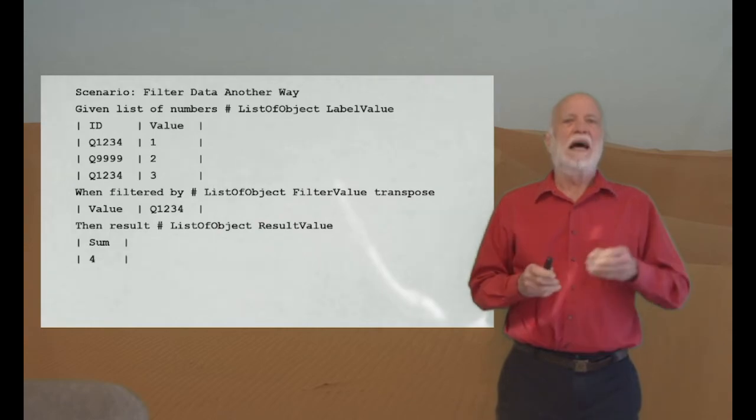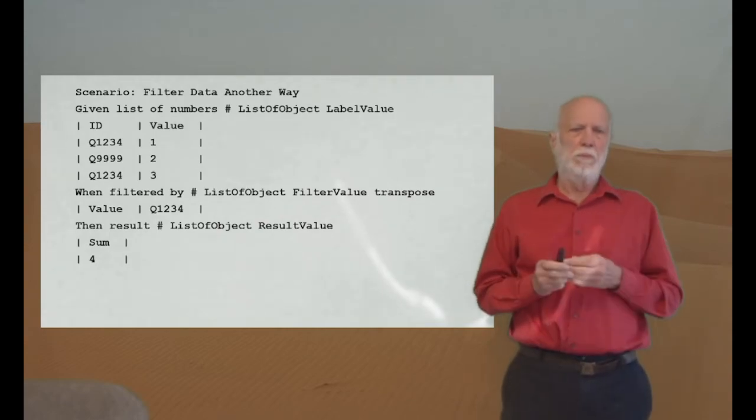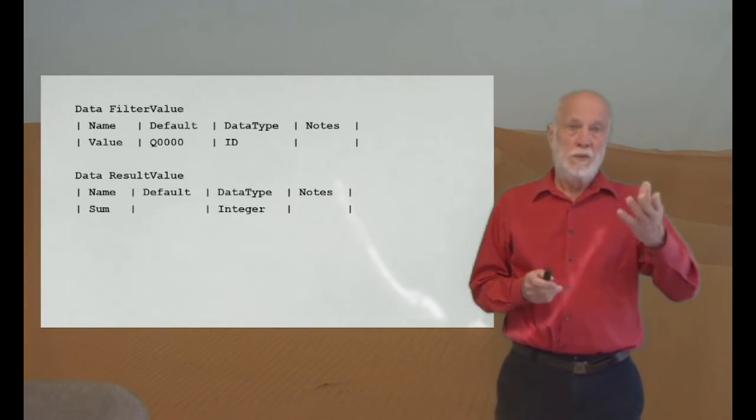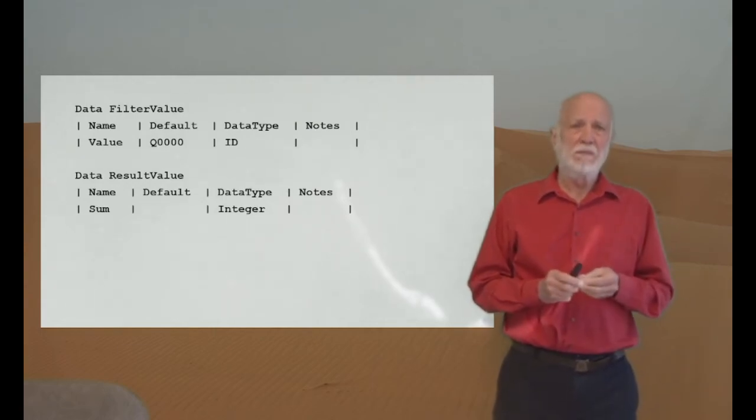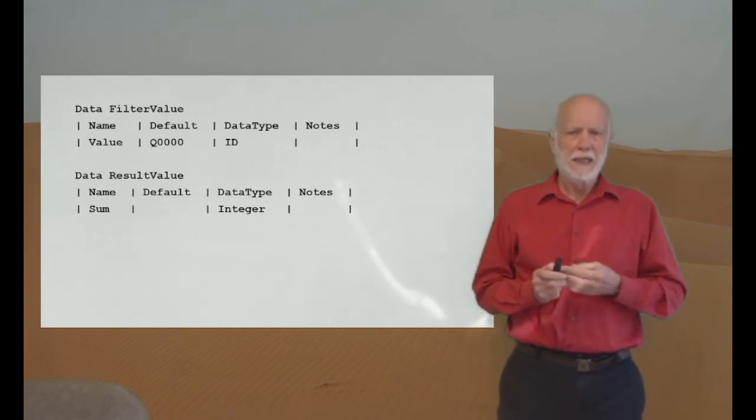And then we have the result. The sum should be 4. We've got a data statement for each one of them. The value should be an ID. And the sum is going to have the data type integer.